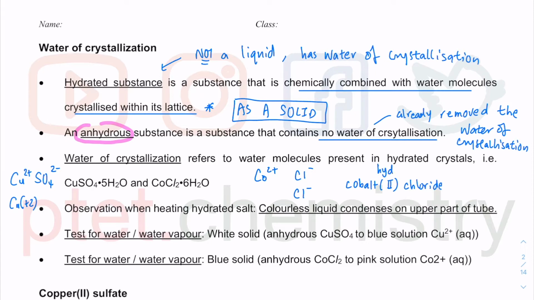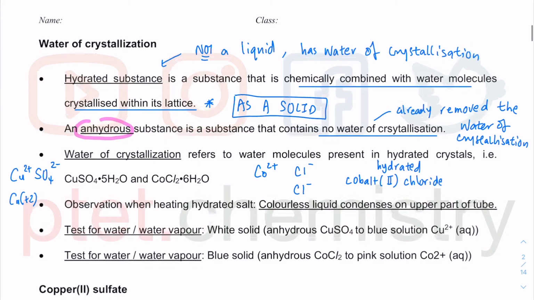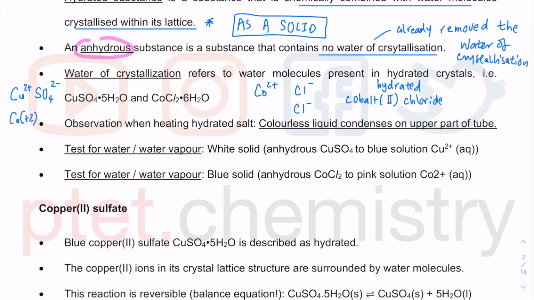This is hydrated because you have the dot. You pronounce this as dot. CoCl2 dot 6H2O. We pronounce this as CuSO4 dot 5H2O. You're going to have observations when you heat this to dryness, meaning heat until constant mass, meaning you remove all the water of crystallization until no more water of crystallization comes off. The first observation that is common for both of them is that you get a colorless liquid.